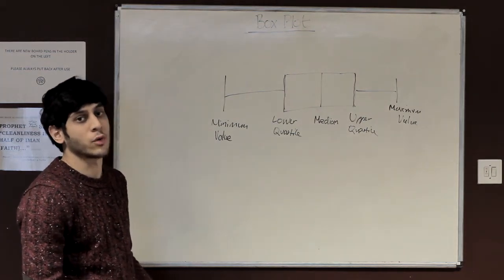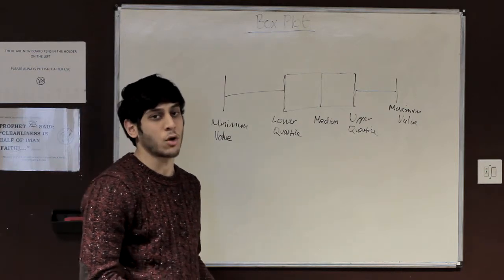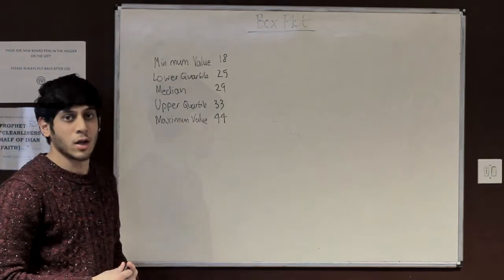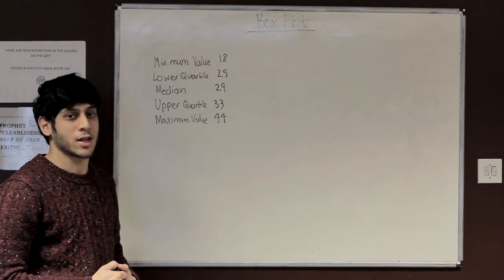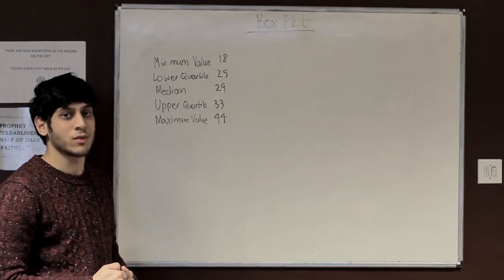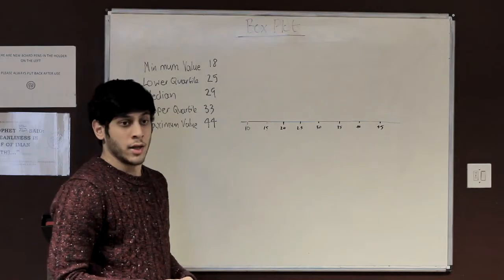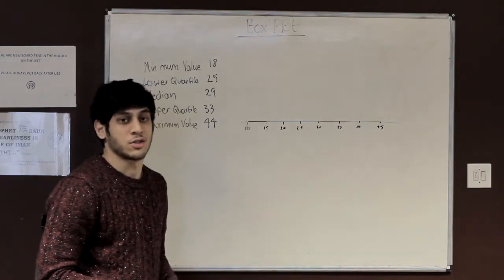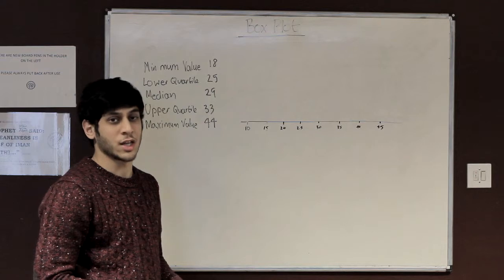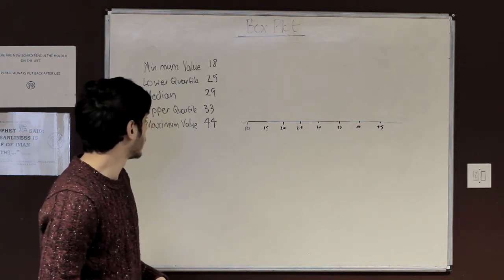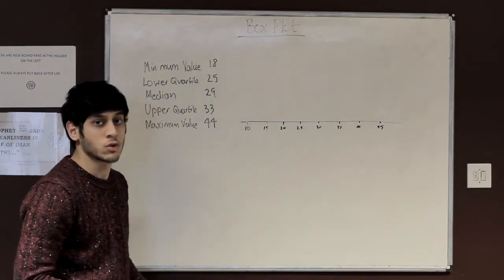We'll be going through an example now and we'll show you how to actually plot a box plot. Here on the board we've got a set of data, and that's how it usually appears on your exam. And with this set of data we're going to be plotting our box plot. Here's a grid that we're going to be using to actually plot our box plot. They usually give this to you in the exam. All we're going to be doing now is just plotting these values onto the grid.